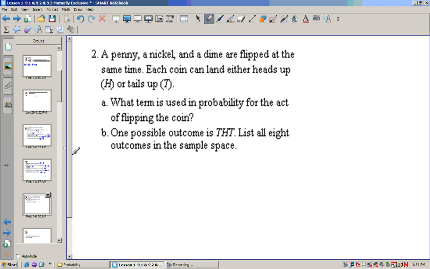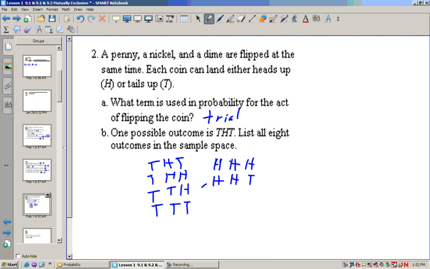The second one: a penny, a nickel, and a dime are flipped at the same time. Each coin can either land heads up or tails up. What's the term for flipping a coin? That's a trial. One possible outcome is tails, heads, tails. List all 8 possible outcomes. So they give us a start there. Alright, these are all 8 possible outcomes.